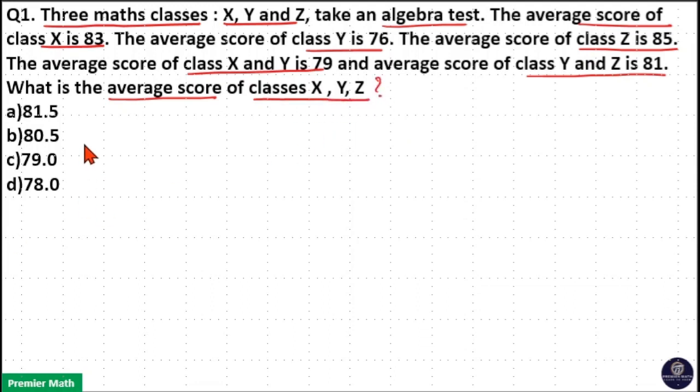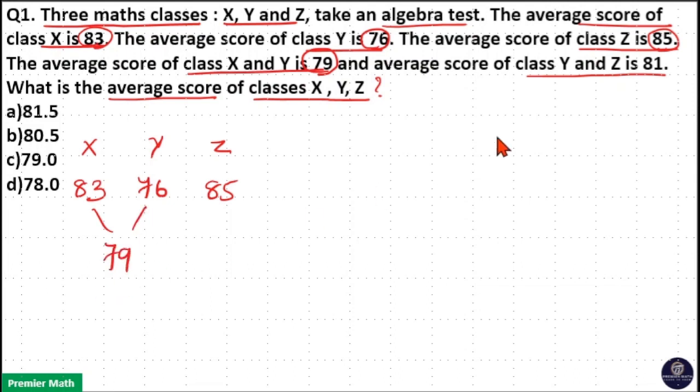Here, class X average score is 83. Class Y average score is 76. Class Z average score is 85. Now, class X and Y together average score is 79. Now, class Y and Z together average score is 81.